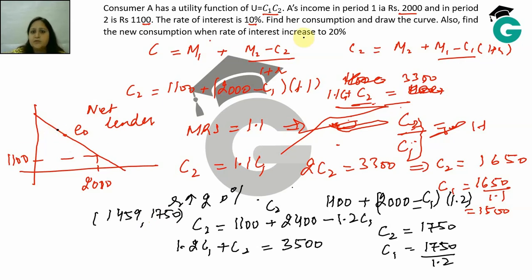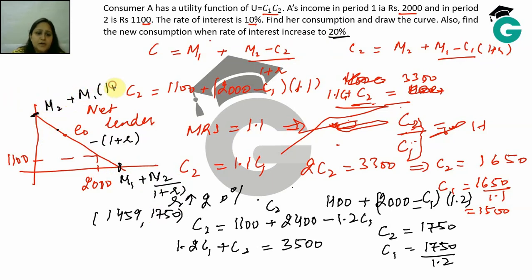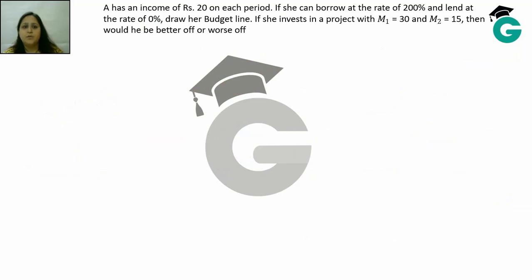So now when my rate of interest increases to 20%, how will my budget line shift? We know the slope of the line is 1 plus R. Do we know what this point is? It is M1 plus M2 upon 1 plus R, and this one is M2 plus M1 into 1 plus R. Now that the rate of interest has increased, my budget line will swivel like this. So my E1 will be slightly towards the left, which will be somewhere here. So this is my question number 1.